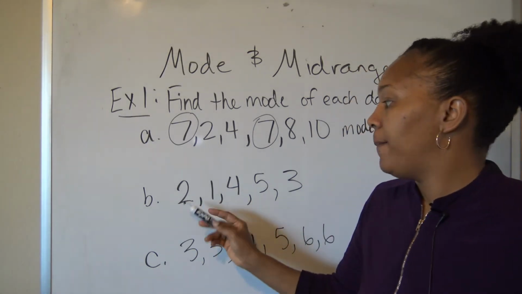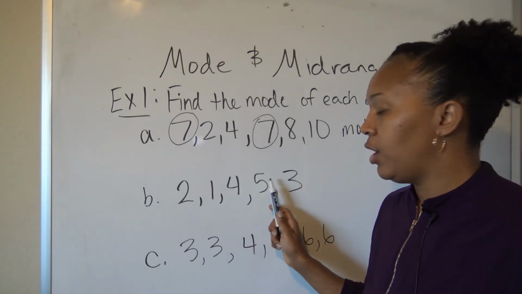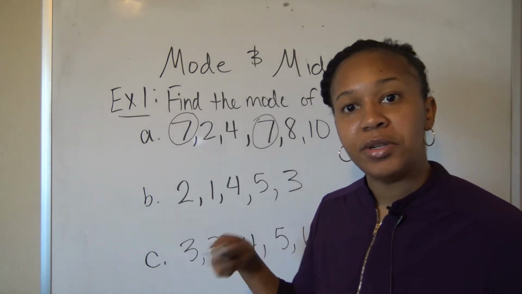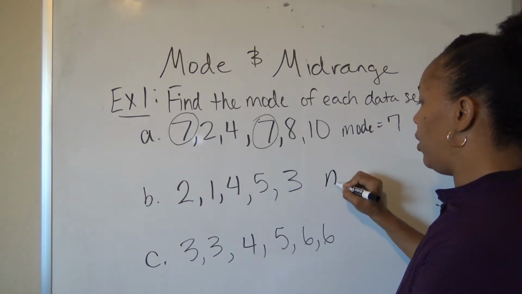Now if you look at part B, you have 2, 1, 4, 5, and 3. They all appear once. So there is no number that appears the most. So in this case, you will say there is no mode.